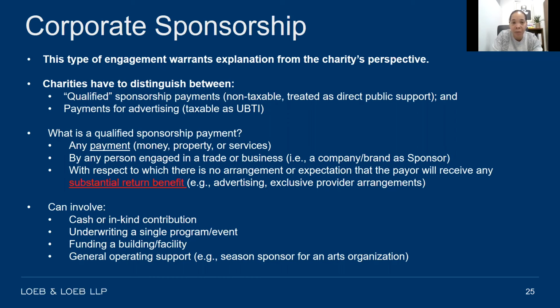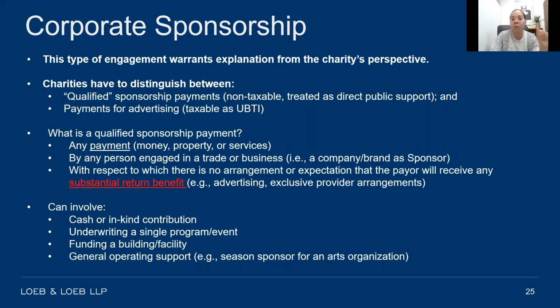Exclusive provider arrangements. Everybody wants to be the exclusive provider of their line of products, services, what have you. Charities are always going to push back on exclusive provider arrangements because that immediately kicks them out of the qualified safe harbor that I mentioned. Exclusive sponsor, sure. Exclusive provider? Now I'm going to have to figure out that whole dance I just talked about with advertising and allocation.